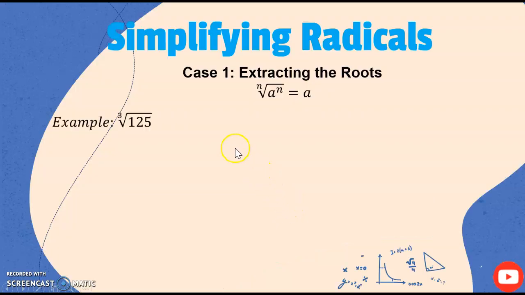Right? So let's have the cube root of 125. If you put 125 into a perfect power, it's 5 cubed, right? So the root, or the index here, is 3, and the power here is 3. So what happens is you're just going to cancel them out. So your answer is 5.